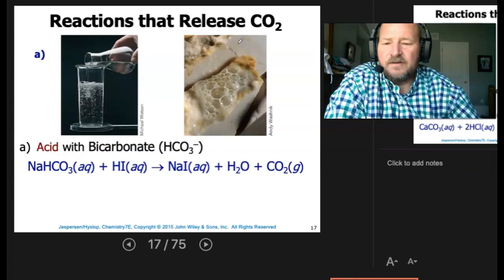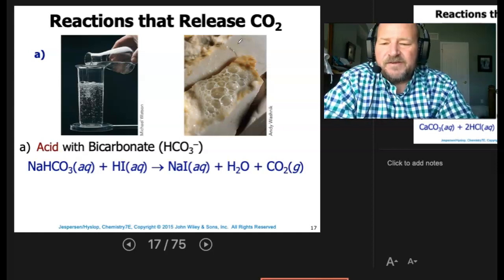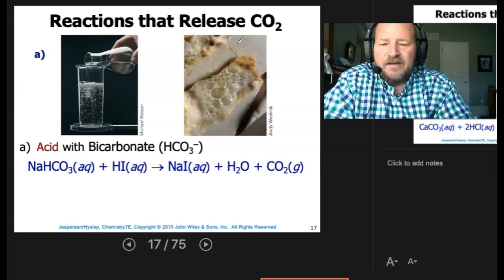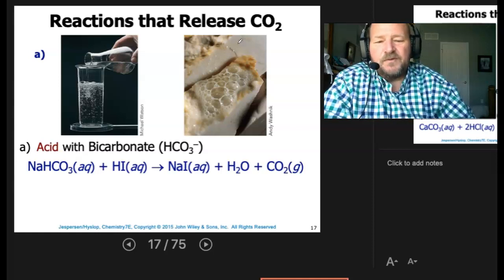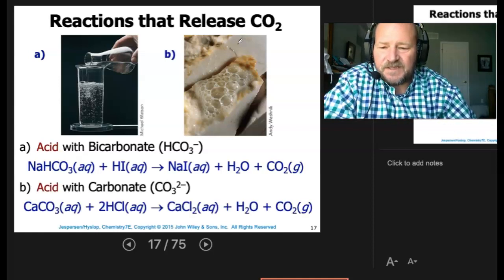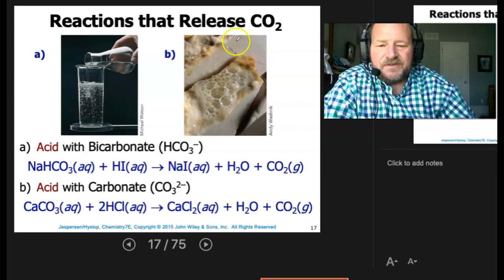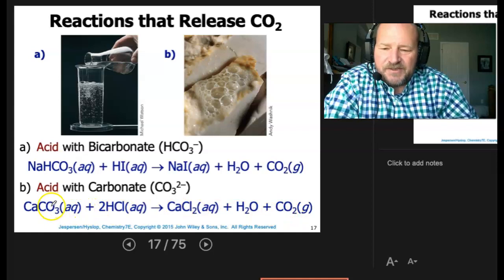Right? So reactions that release CO2 would be something like an acid with a bicarbonate. So there we have a sodium bicarb, NaHCO3. We'll mix that with a strong acid. We'll get sodium iodide as a salt coming off. It's aqueous. We'll produce water and CO2. Okay, so water and CO2. So acid with a carbonate. So if I just have a CO3, no HCO3, notice we'll still form the water and the CO2. Okay, so one of those oxygens is going to break off. Notice we have two equivalents of the hydrogen. That's where we're going to get our water.